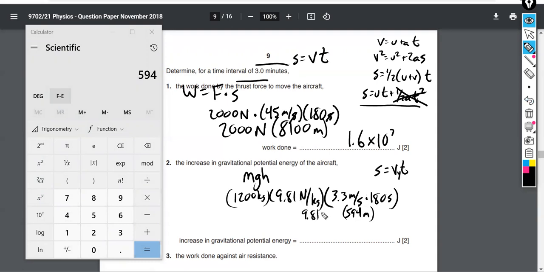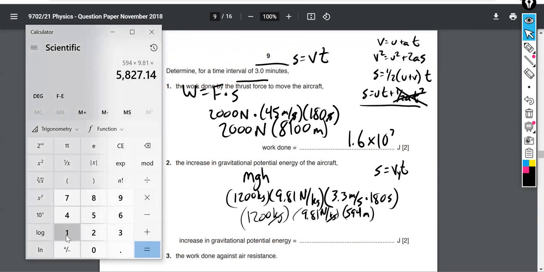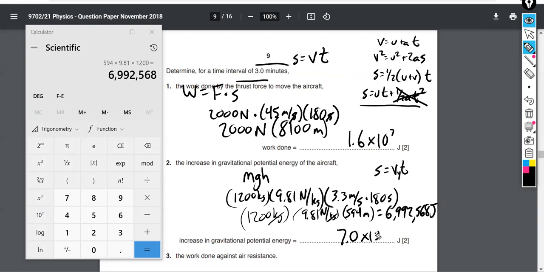So that's 9.81 per kilogram. And this is still 1200. You multiply all those out and the units kilograms cancel, you get newton meters, which are joules. So always check to make sure the units work. 594 times 9.81 times 1,200 is that number. But please don't write that down on your answer line. So you could say, okay, I calculate this to be 6,992,568 joules, but that's pretty much just 7 million. All right, 6.99 million, 7 million.